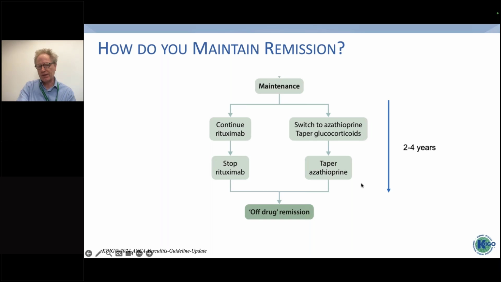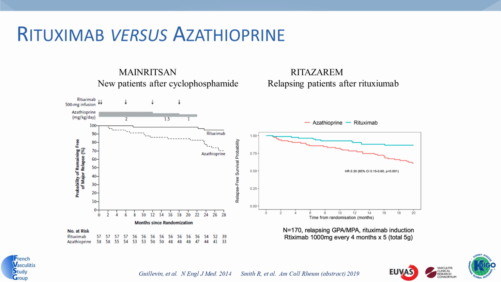And current recommendations are that we should continue maintenance therapy for between 2 and 4 years, and then withdraw therapy, and the patient hopefully continues with an off-drug remission. Now, the data supporting the recommendation for rituximab comes from 2 clinical trials where rituximab was compared to azathioprine following induction with either cyclophosphamide for the main Ritson trial on the left, or after rituximab for the Ritazaran trial on the right. But the outcomes of the trials were the same, namely that there was a strong reduction of flare risk in patients given fixed interval repeat dose rituximab, and that is now what is recommended.